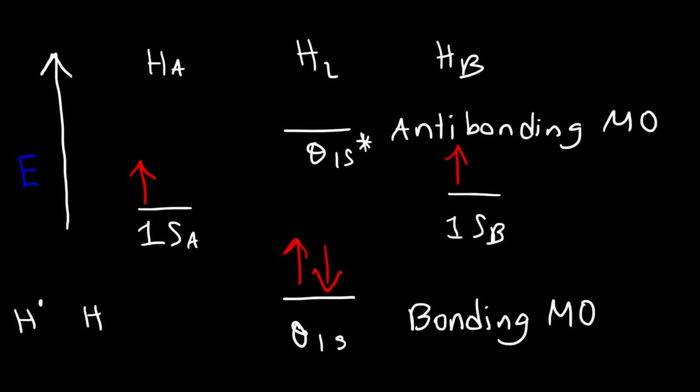Whenever two atoms combine to form a bond, it's an exothermic process. Energy is released. It takes energy to break a bond. Breaking a bond is an endothermic process, but to form a bond, energy is released whenever that happens. So as these electrons fall to a lower energy level, they will release energy, which favors bond formation.